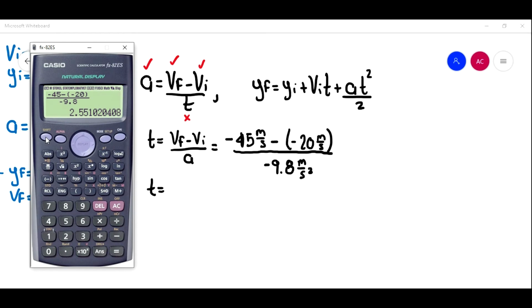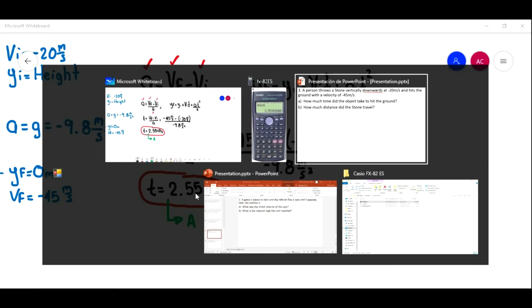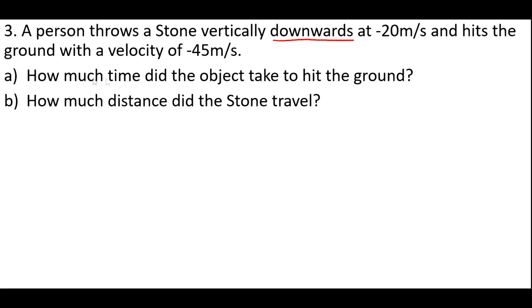Okay, so I'm going to save it in my calculator. I'm going to press shift STO A, so the value got saved in the memory A. So I'm going to write it: 2.55 (10) seconds. I'm going to circle it, and I'm going to say that this value is already saved in the memory A of my calculator. So that is the answer of the first question.